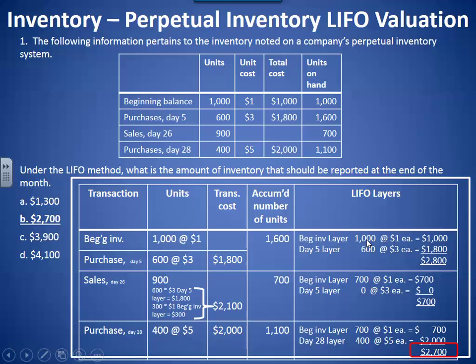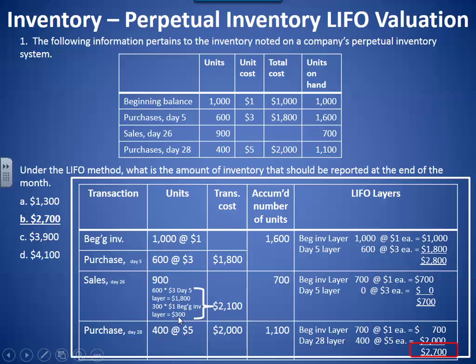That's going to come from the previous layer, which in this case is the beginning inventory layer of 1,000 units at $1. So in this case, we liquidate 300 units from that layer times the dollar value at that layer, which is our beginning inventory layer. So that would be $300.